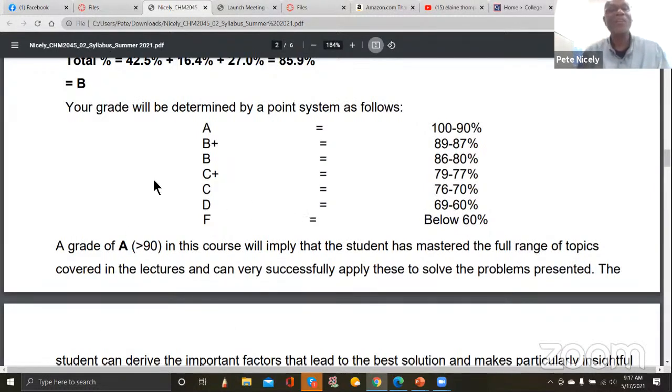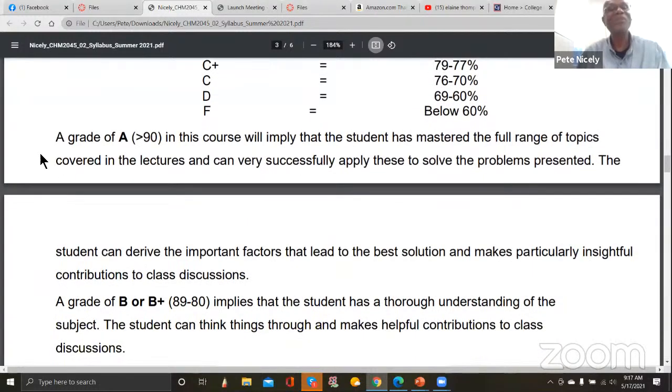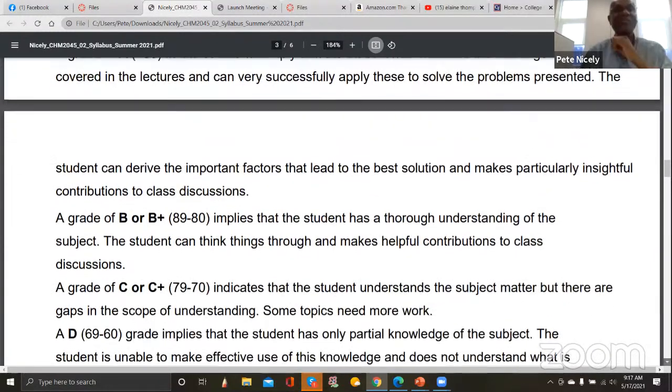Okay, now these letter grades actually mean something in terms of what you would have gained from the course. As stated here below, a grade of A in this course will imply that the student has mastered the full range of topics covered in the lectures and can very successfully apply these to solve the problems presented. The student can derive the important factors that lead to the best solutions and make particularly insightful contributions to class discussions, all right? And then you see some other descriptions for the other letter grades.